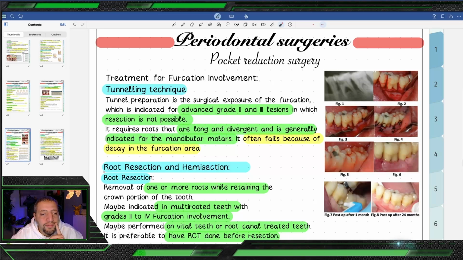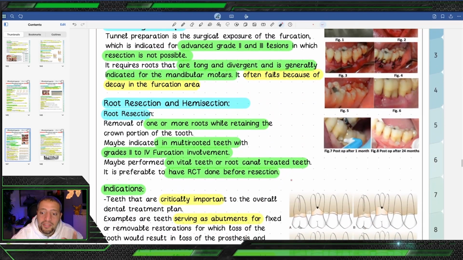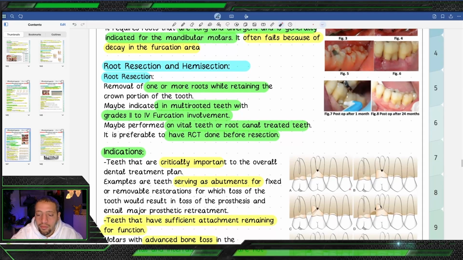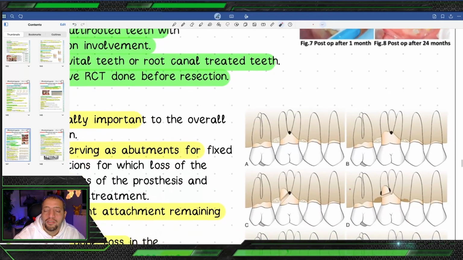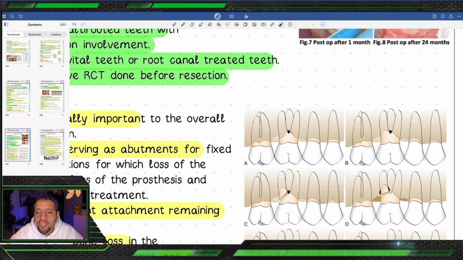Okay, what is the meaning of root resection and hemisection? Root resection and hemisection is the better technique to solve such a problem. So let's see in this picture to discuss it. If we have furcation involvement, maybe grade 2 or 3, and specifically the upper, the tunneling is most commonly done for the lower one, because in the upper you're going to expose the palatal root, which is not good. So here we have grade 2 or 3 furcation involvement, and we have bone loss in the mesiobuccal root and distobuccal root.